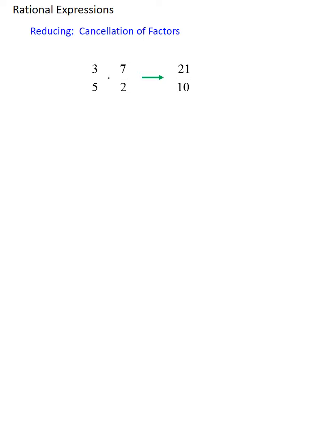Now, while we tend to look at this as a math problem on the left and an answer on the right, there's a more broad way to think about this. Think about these as two numbers that are equal to each other. 3/5 times 7/2 is a number, 21/10 is a number, and both of those numbers are the same.